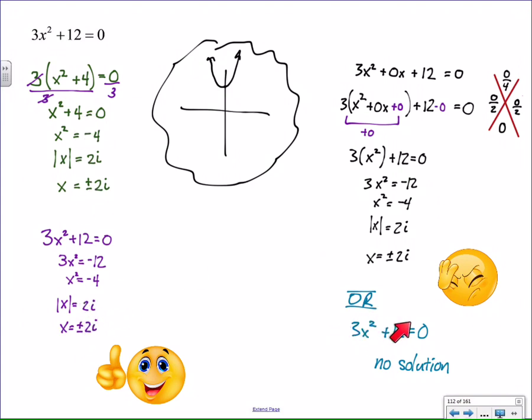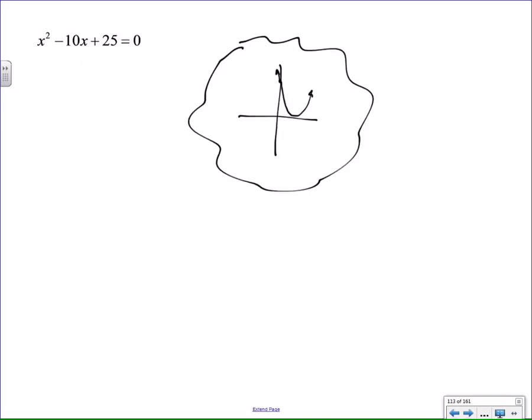So whenever you see something that has no real solution, do not say that there is no solution. Rather, find the imaginary solution that goes with it. So, once again, no three-term algebra when you have two terms, and don't say no solution anymore. There's always going to be a solution. It just might not be real.